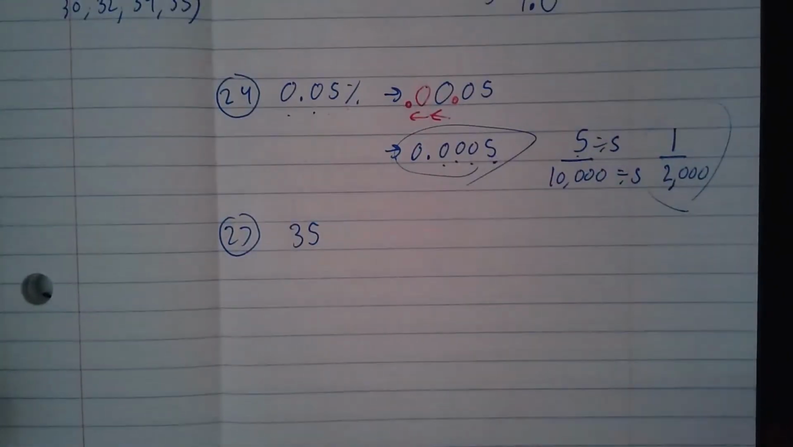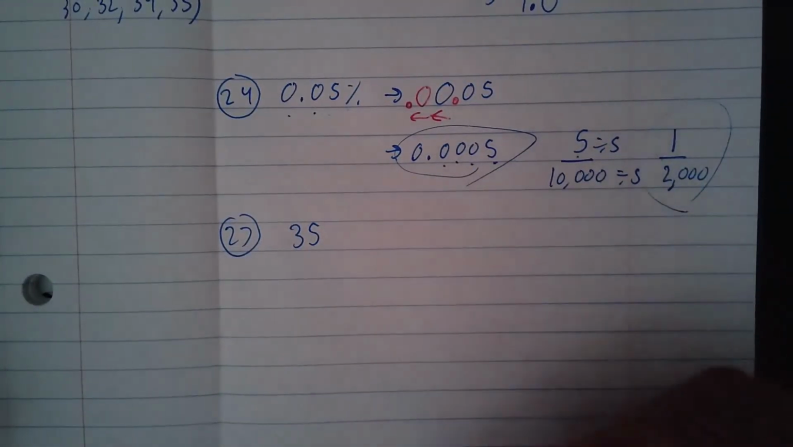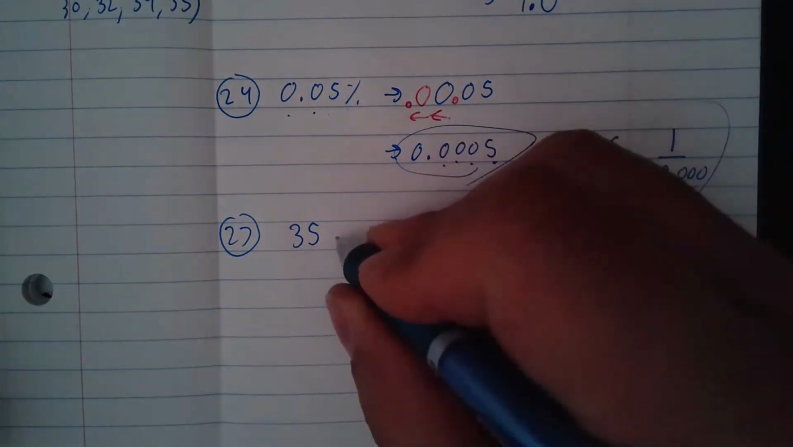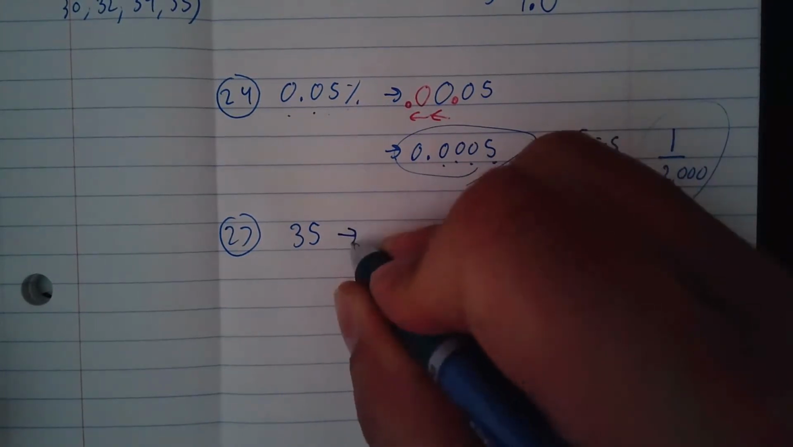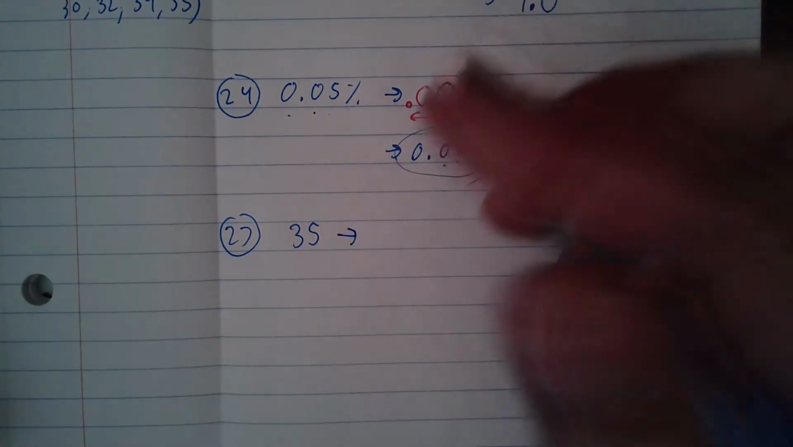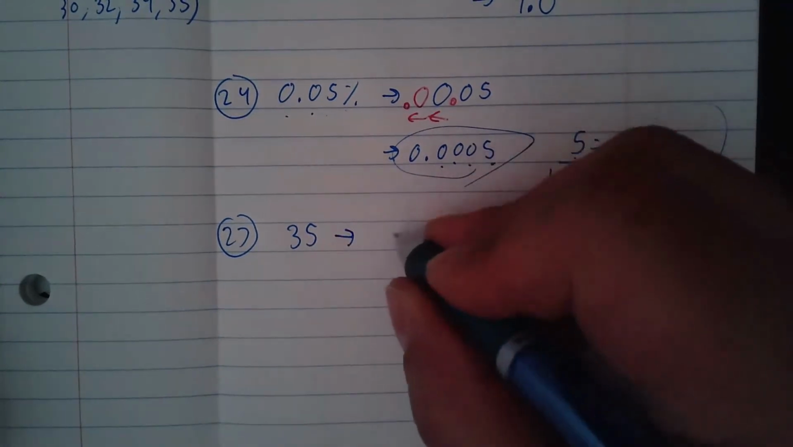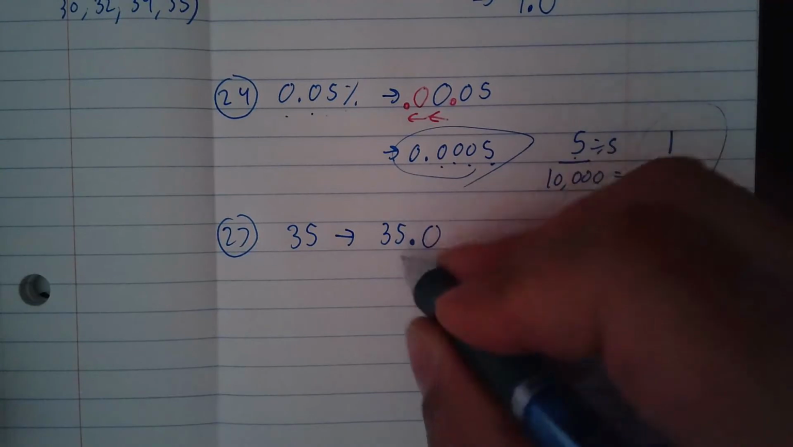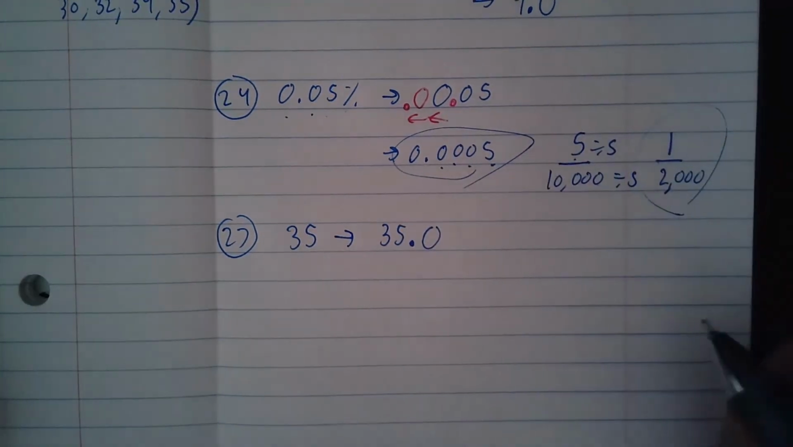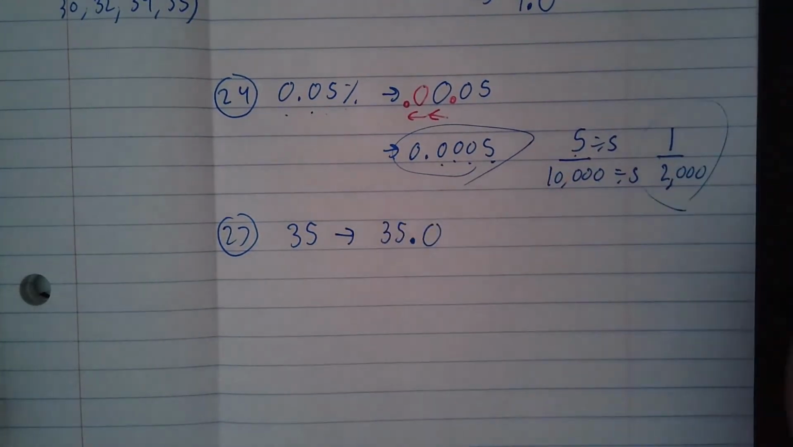Now I chose this problem because there's a misconception here. You see a whole number, you don't see a decimal point, so that can't be a decimal number. Well, it is. The decimal point is to let you know if you have any parts, just like a fraction does. Since there is no part, it's a whole number, you're going to say 35.0, which means 35 and nothing. There's your decimal number.